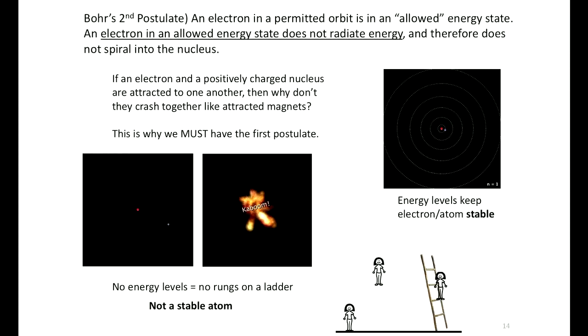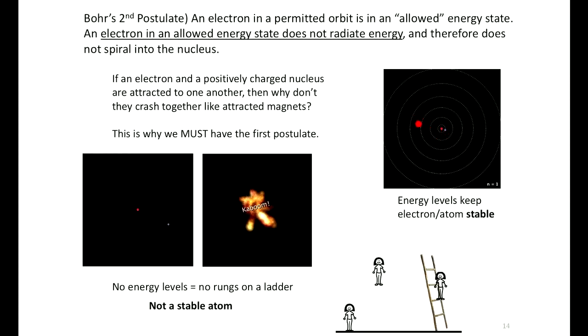So if we modeled Rutherford's electron and proton, we would actually see the electron just come spiraling in to the proton. They would crash into each other and produce a nuclear explosion. We know that doesn't happen in real life. So that's why we know Rutherford's model doesn't hold. This phenomenon, an unstable atom and a huge explosion, will happen if we don't have energy levels. So now let's put the ladder there.